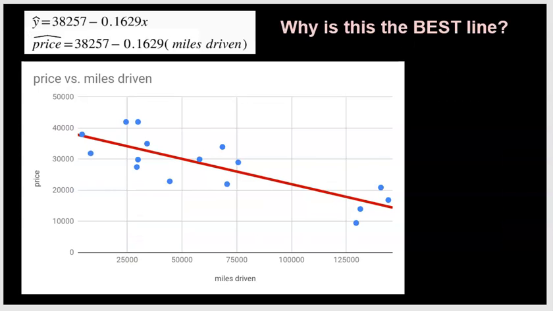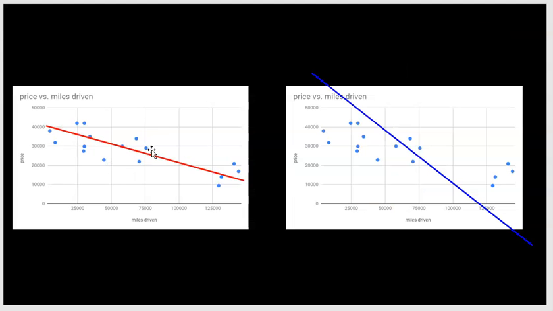We're going to use this same example a lot in this video to explain these new concepts. All right, so first, here is the line that I gave you in previous videos. This is the line of best fit. It's called the linear regression model. It is y hat equals 38,257 minus 0.1629x. But why is this the best line? How come there's not another line that's better? For example, on the left here is the best line, and on the right is another line that is clearly not the best. But how do I know?